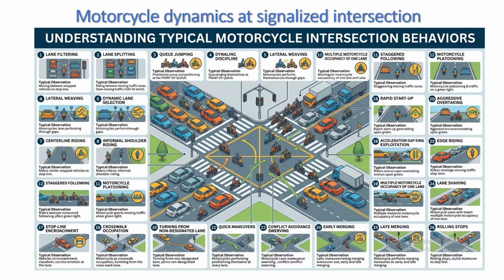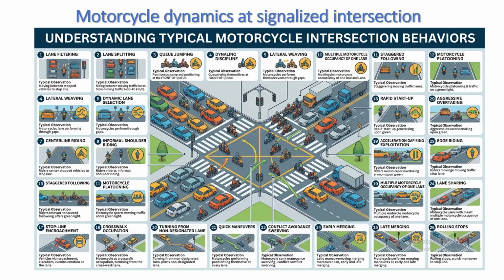rather they are following some vehicle in a staggering manner. There is also some platooning effect we can see, and along with that behavior, we can see staggered following, which I have already mentioned, motorcycle platooning and stop line encroachment. We can see that the motorcycles sometimes stand still just over the stop line.